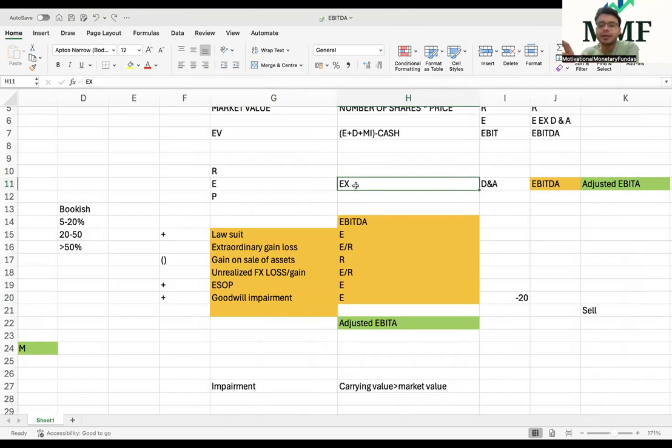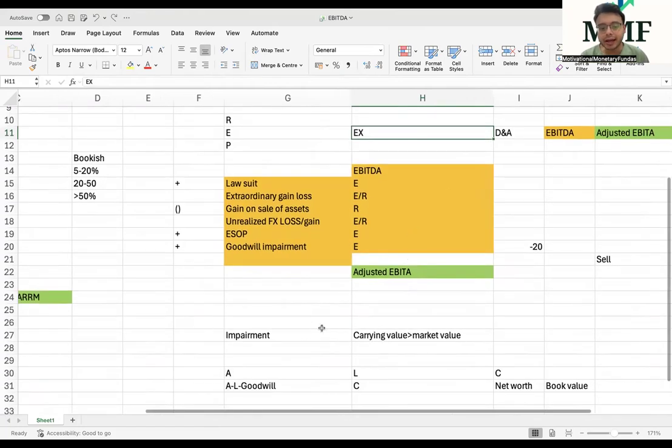I acquired that company at 100 crores extra. 100 was the fair value. I paid 200. 200 minus 100, 100 being the excess value. But now the value of the company has come down by 20 crores. Then I am realizing that I overpaid for that asset. So hence I need to record that excess 20 crores difference as a loss in my P&L.